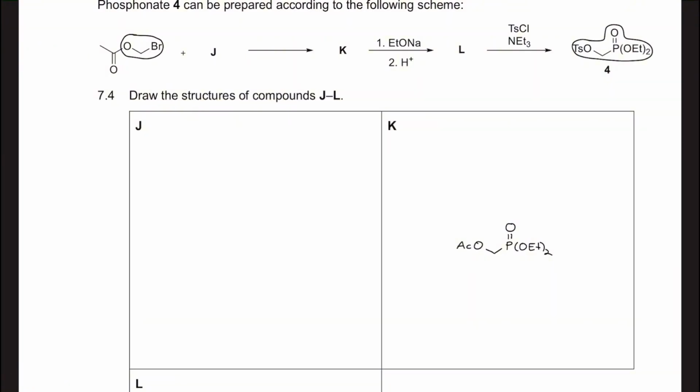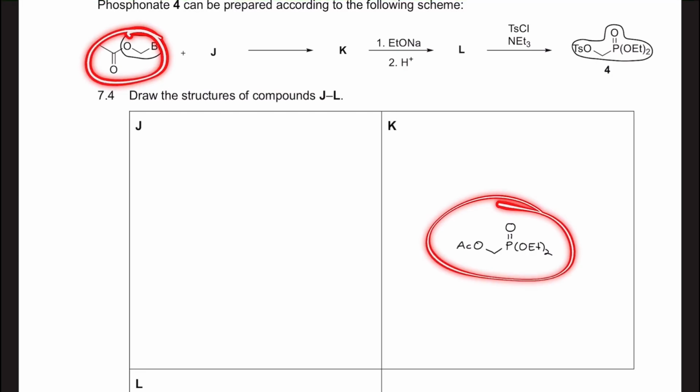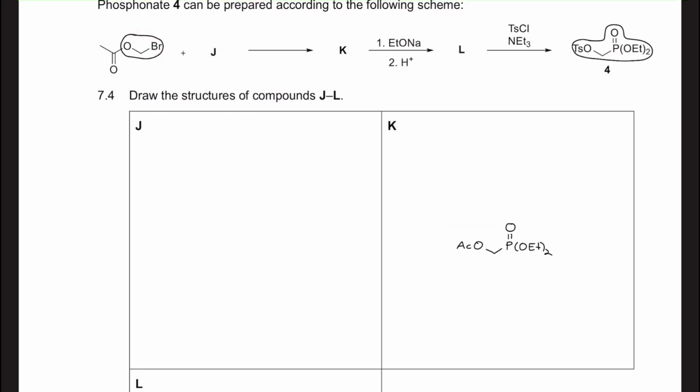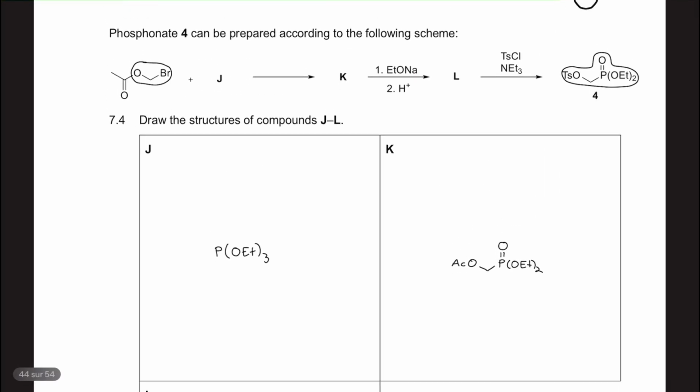So we're okay. Then we can know J. If we want to transform this to this by adding J, then J must be this compound. So it can substitute on the bromine and then condense into a P=O double bond, like so. Great.